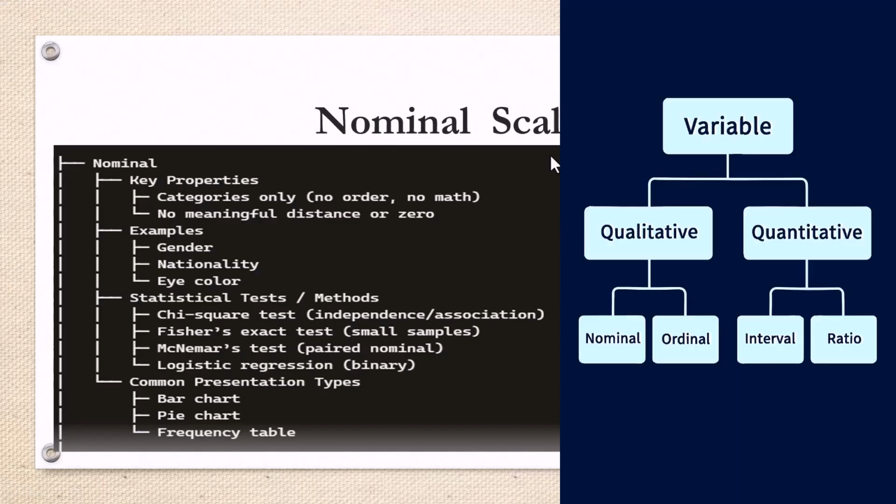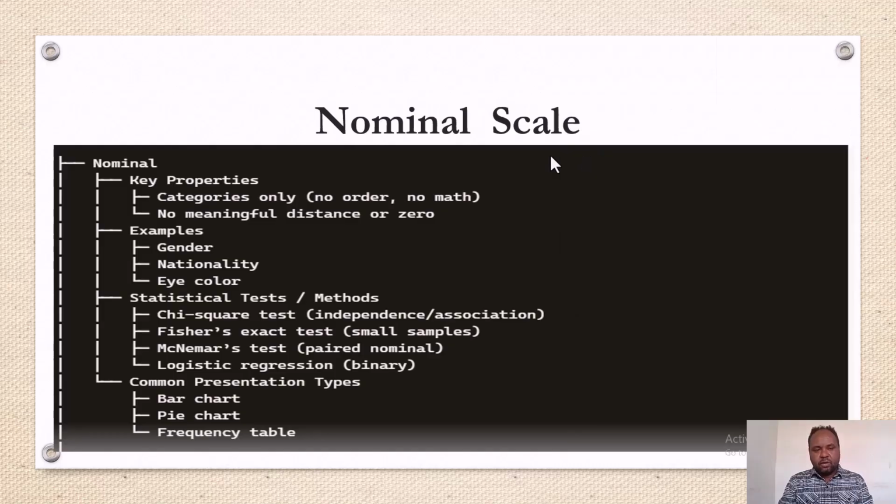Nominal scale is under qualitative variable, where the values associated with nominal scale are useful for labeling or naming, right? Without any ordering, no mathematical operation, no meaningful distance, or zero issue. For example, gender, nationality, eye color, these all are nothing but examples of nominal scale.